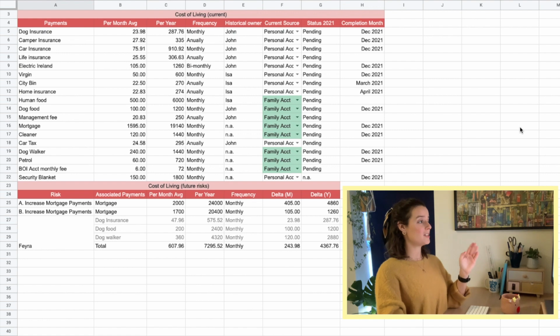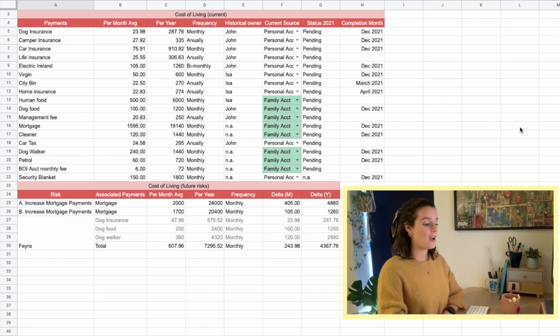One of the tabs is this one, which I call cost of living. It goes through all of the costs we have on a monthly basis. This is only taking into account necessary expenses. I don't add in here all the costs we have with entertainment, leisure, and whatnot. It just takes in how much money we need to survive in our current lifestyle.